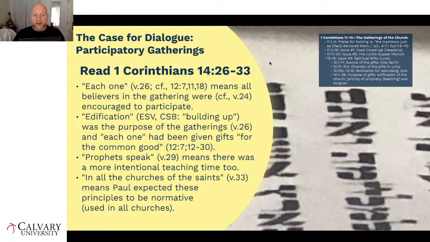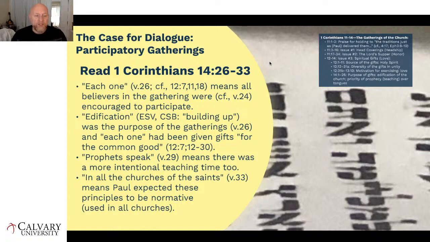I remember hearing Francis Chan talk about how he decided to leave his megachurch when he looked out one morning and he saw 5,000 people sitting and doing nothing. And then there was this one guy up there using his gifts, but nobody else was doing anything. Well, each one here makes it clear that all believers in the gatherings of the early church were encouraged to participate. What does that look like today?